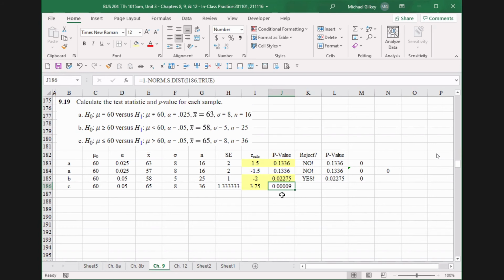So there's my p-value. So do I reject? Yeah. Okay. How strong is the evidence against my null hypothesis? Very strong. This is saying I'm almost 100% certain this is not right. I'm almost 100% certain.